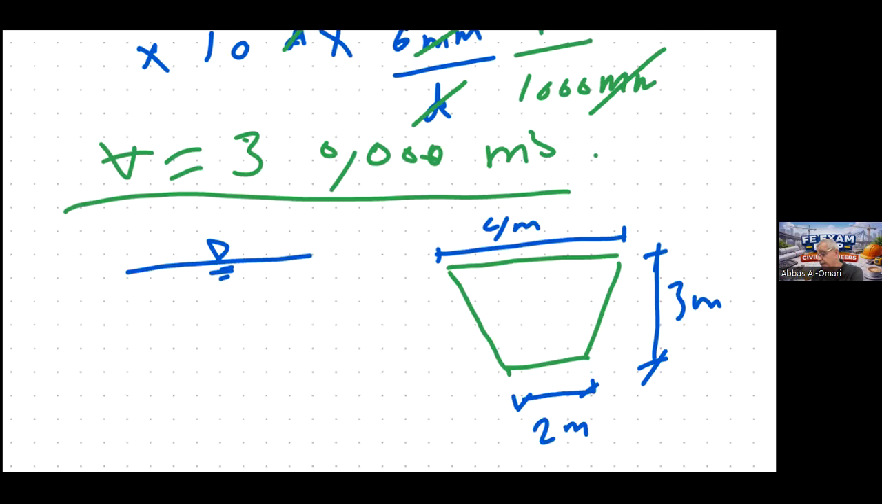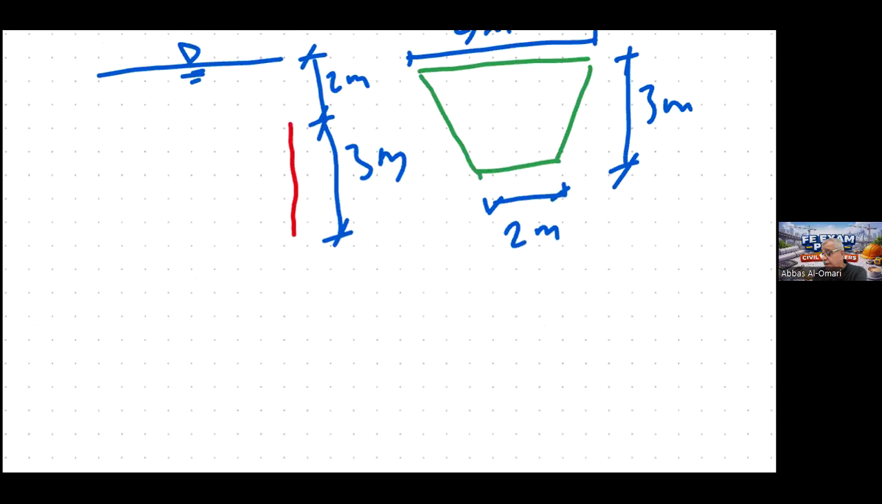So the gate stands vertical like this. The top of the gate is 2 meters from the water surface. This is 2 meters. And this is the height of the gate, which is a 3 meter. So when we know this information and we want to determine the hydrostatic force on the gate, determine the hydrostatic force on the gate.